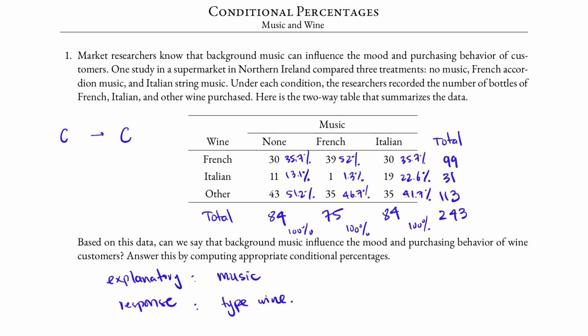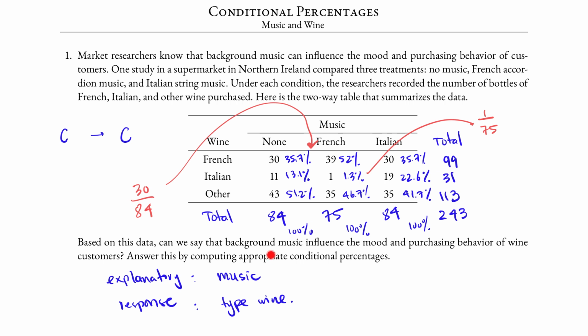Just to recap here, each of these percentages is the column percentage. We take the number in each cell divided by the total in the column. And the reason why we perform column percentages is because the values of the explanatory variable are in the headers of each column. For 35.7%, we would take the number in the cell, 30, divided by the total in the column, 84, and that's how we get 35.7%. Similarly, for this 1.3%, we take 1 divided by the total in the column, which is 75.